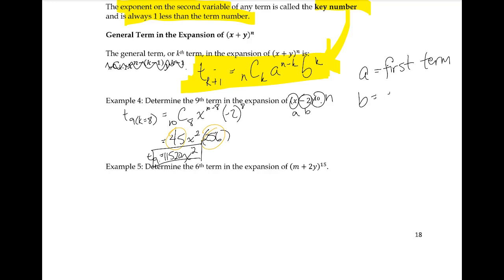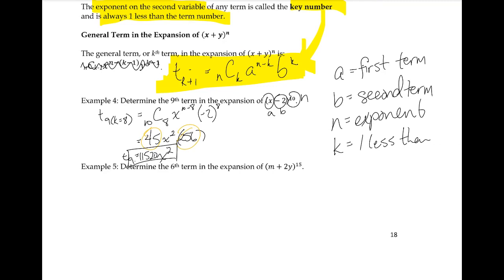B is your second term. N is your exponent, and K is 1 less than the term number. Okay, so those are general rules for this formula.